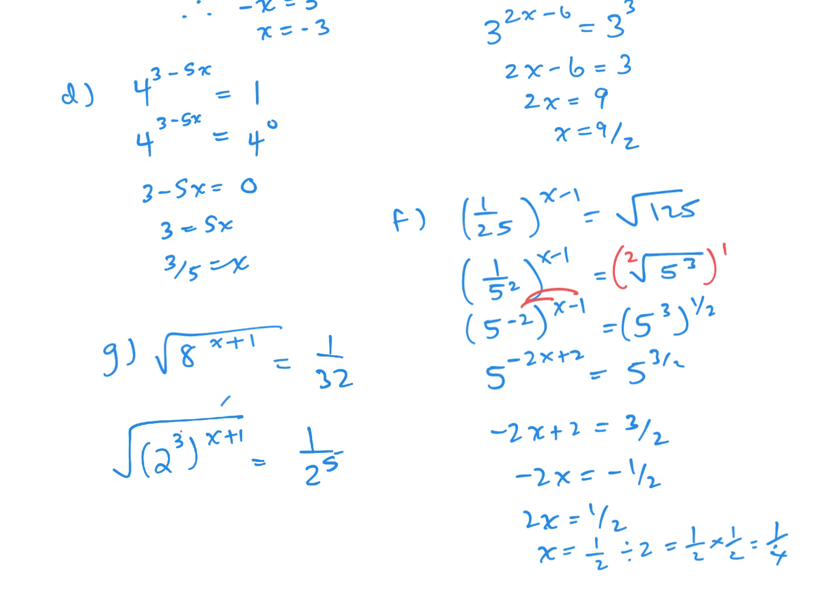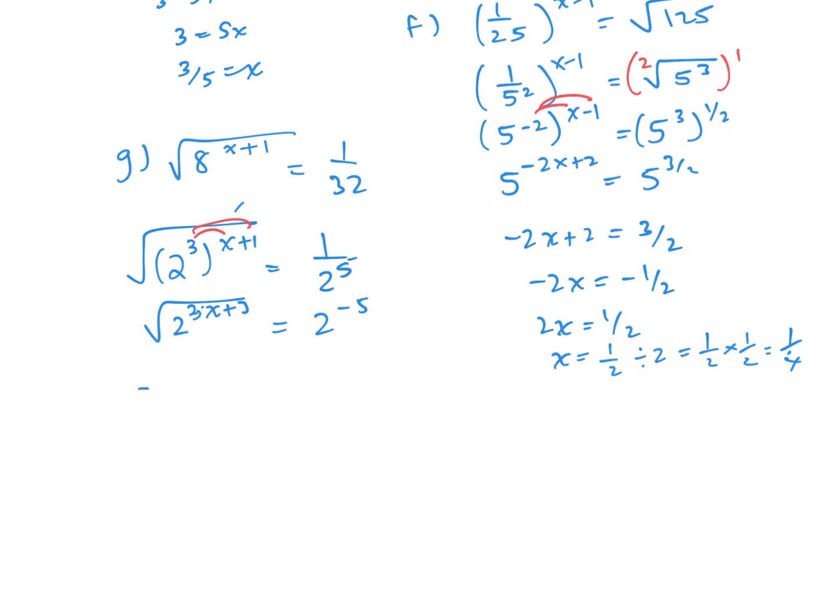We will multiply the 3 by both terms. So it'll be 2 to the power 3x plus 3. I'm going to bring the 2 to the power to the numerator, so it'll be negative 5. And then finally, I will change the square root to a rational exponent of 1/2. And then I'll apply the power rule again. So 3x times a half is 3 over 2x, and 5 times a half is 5 over 2.